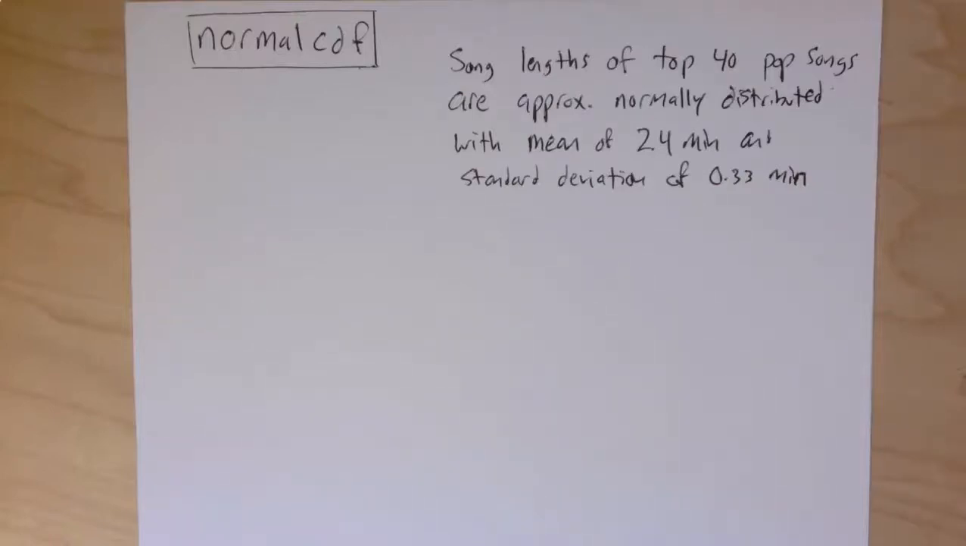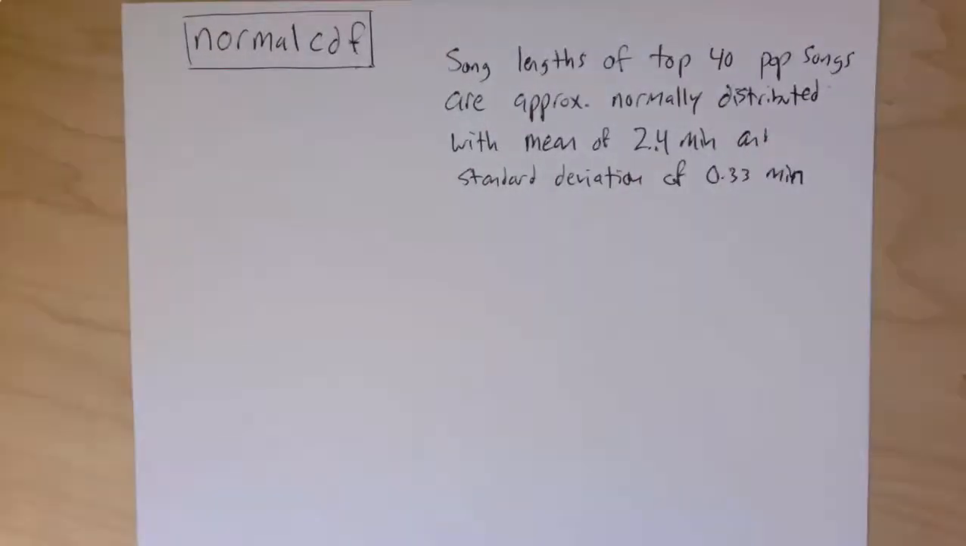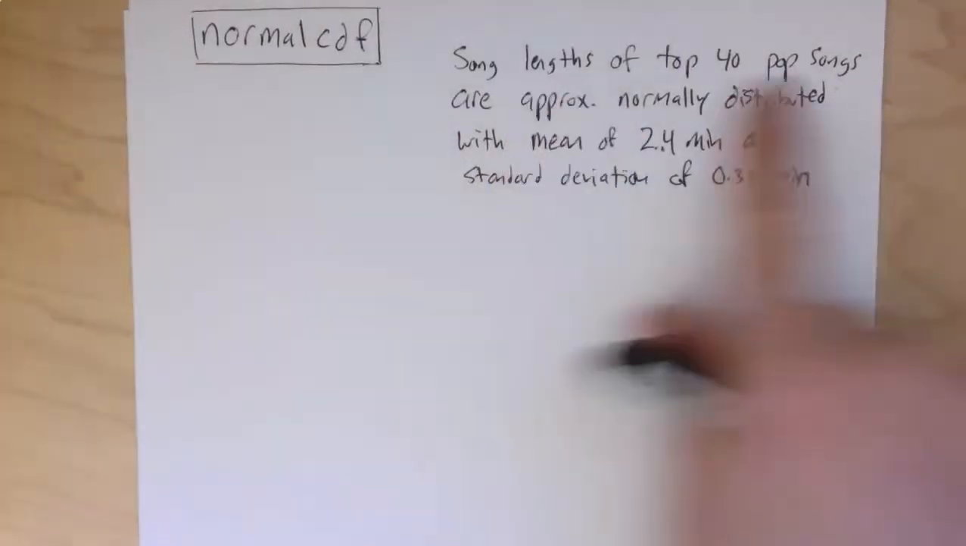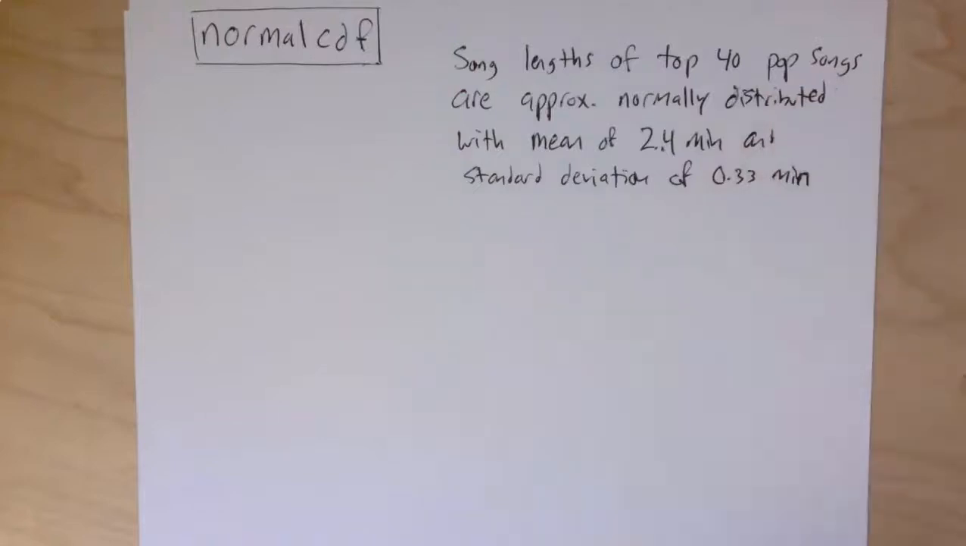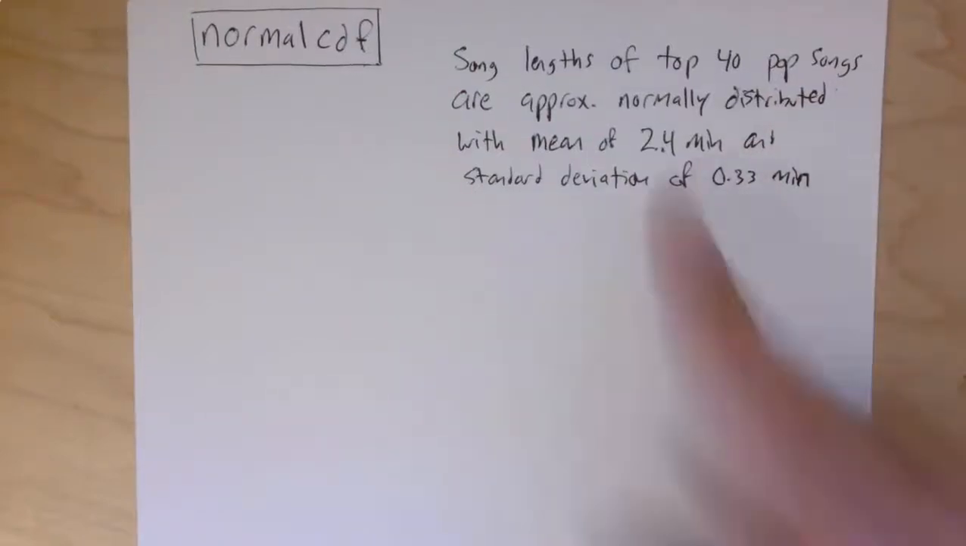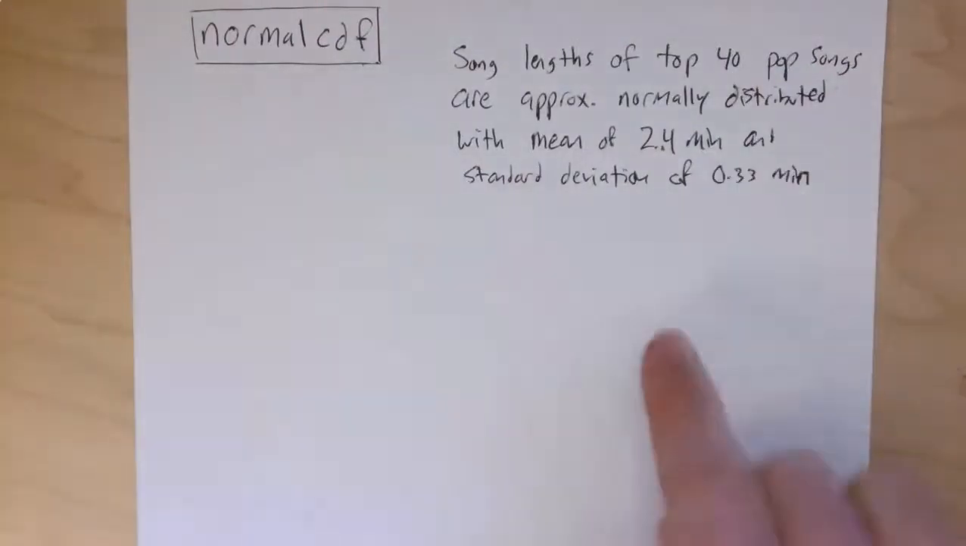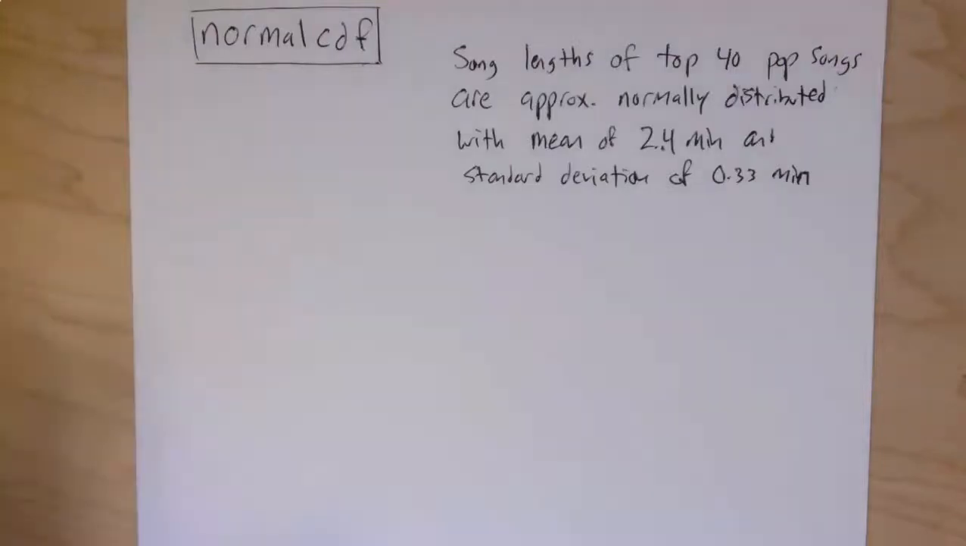So let's say that song lengths of top 40 pop songs are approximately normally distributed with a mean of 2.4 minutes and a standard deviation of 0.33 minutes. All of the problems are going to be similar, where we're imagining if we were going to actually take a random sample of a bunch of pop songs and then make a histogram, the histogram would have an approximately normal distribution. But we're not actually doing the sample, we're just asserting that we believe that that's the case. And so we can imagine that by sketching a little normal picture.